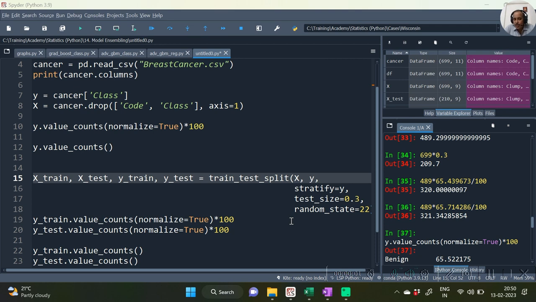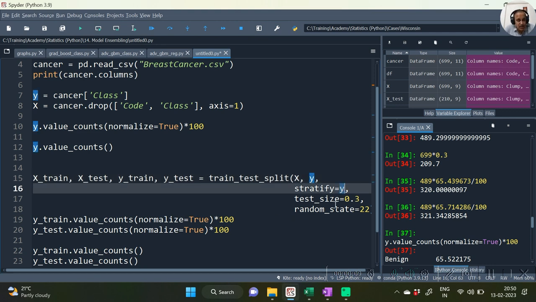Now, a word of caution related to the stratify equal to y option. As far as possible, y has to contain discrete values. If y contains many distinct values, that is, if y is a continuous variable, then the stratify option won't work. So ensure that whenever you are doing stratification, y is categorical. Hence, we always do stratification with classification problems in scikit-learn.